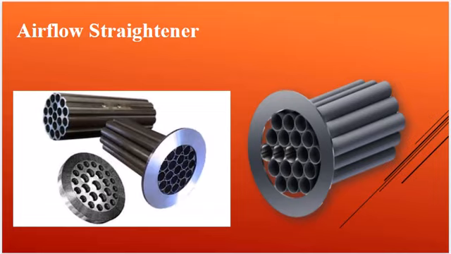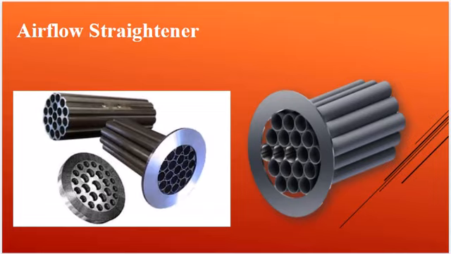Airflow straightener. An airflow straightener is a device installed to minimize turbulence in the air as it enters the fan. By straightening the airflow, it reduces resistance, making it easier for the fan to operate efficiently. This device can lead to more consistent airflow and improved fan performance. Airflow straighteners are especially useful in systems where uniform flow is essential for maintaining desired conditions.